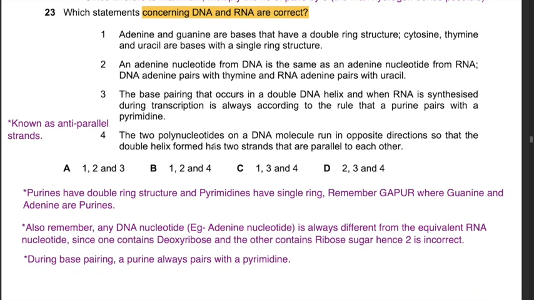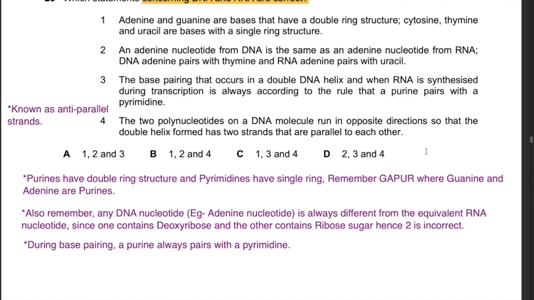Question 23. Which statements concerning DNA and RNA are correct? 1. Adenine and guanine are bases that have a double ring structure. Cytosine, thymine and uracil are bases with a single ring structure. Yes, that is correct. Because adenine and guanine, well, they are purines. Remember the word Gapur, where guanine and adenine are purines. And purines have double ring structure, whereas pyrimidines have single ring. This is the only point which you have to remember in this statement. Purines have double ring and pyrimidines have single ring.